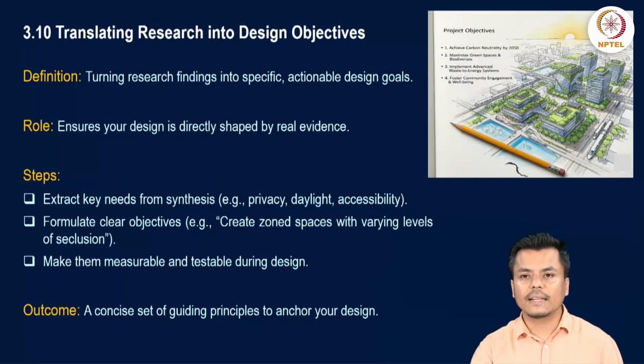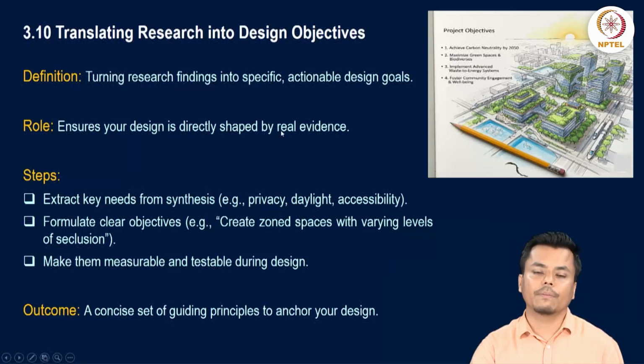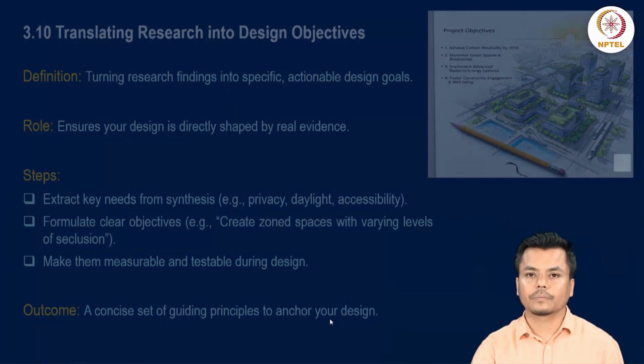Then you translate the research that you do into the design objective. The purpose here is to ensure that the design is directly shaped by the real evidence that you get from the site. The steps we generally take in this case are: we extract the key needs from synthesis, and we formulate clear objectives, making them measurable and testable during the design. The outcome here is a concise set of guiding principles to anchor the design idea. So that is what is possible in this case.